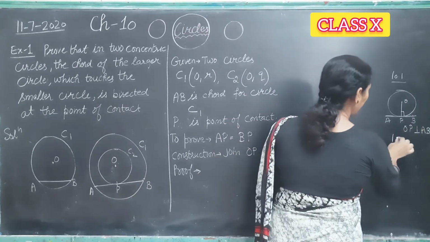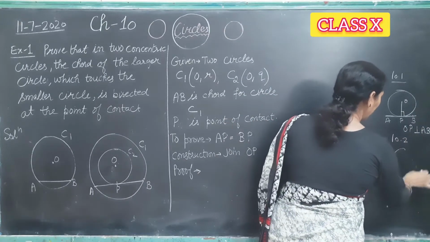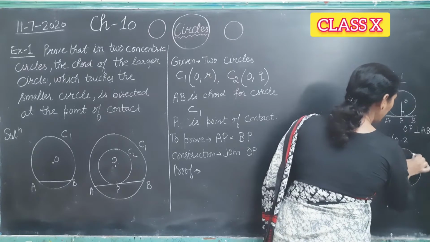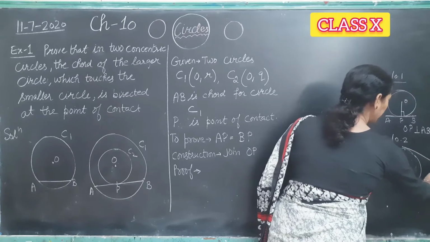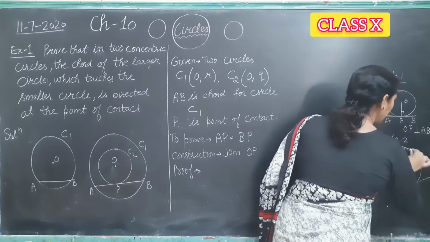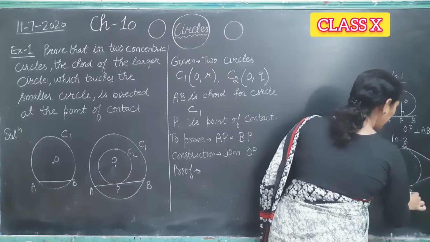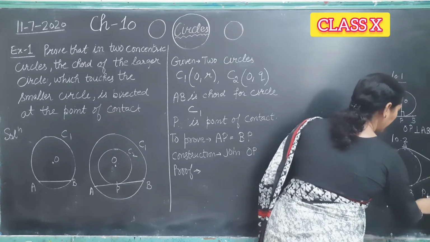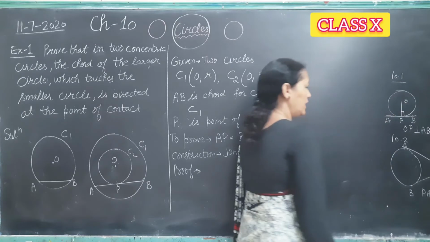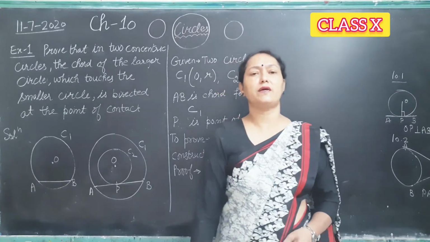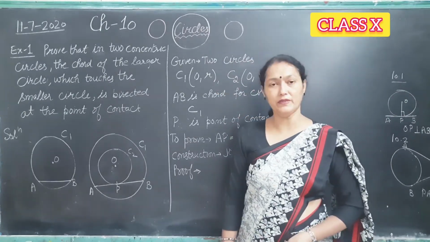And in theorem 10.2, we have learned that if we draw two tangents from an external point, the length of these two tangents would be equal. We learn that PA equals PB. Now today we will be doing some examples of this chapter.